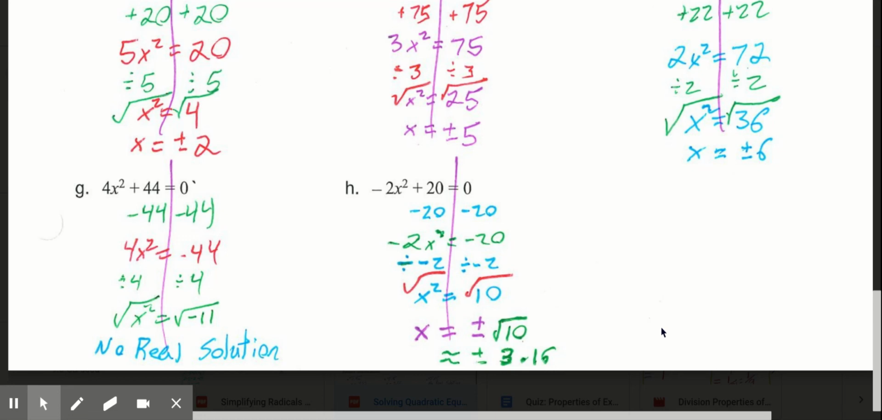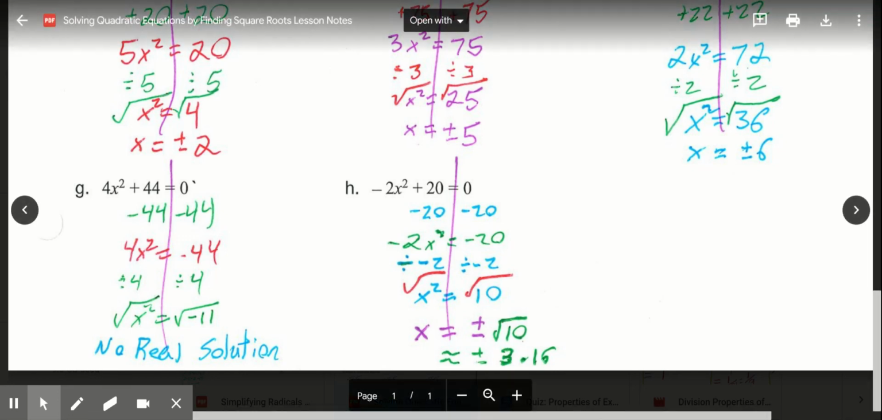So in G, we have 4x squared plus 44 equals 0. So we would subtract our 44. 4x squared equals negative 44. Divide both sides by 4, and we'd have x squared equals negative 11. So when we square root each side, x would equal the square root of negative 11, which again we cannot do. So our answer would be no real solution.